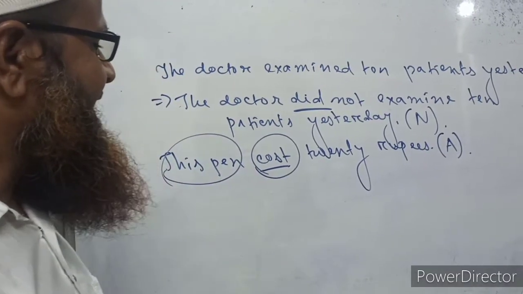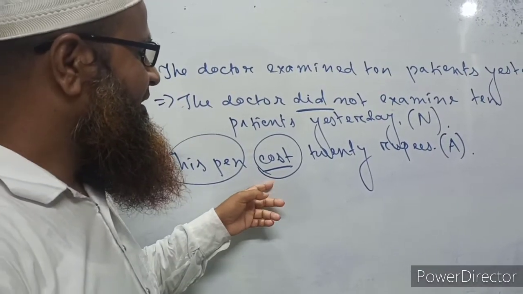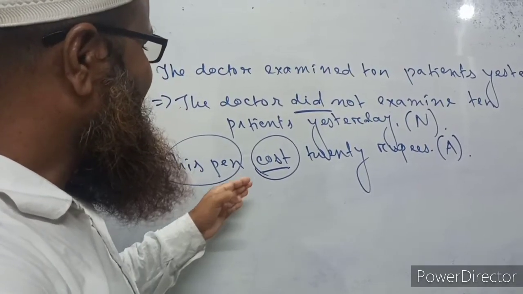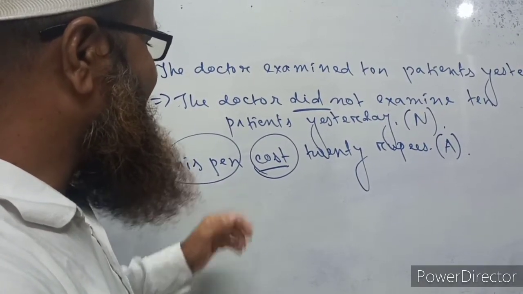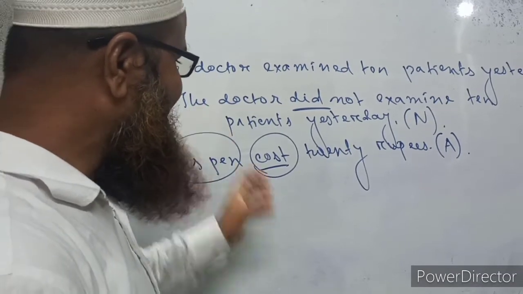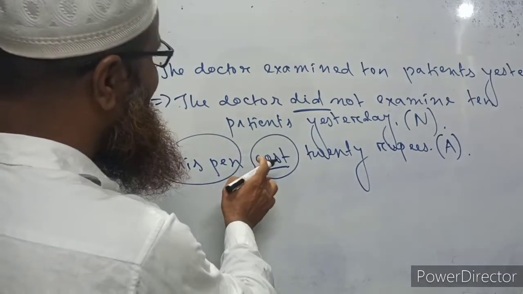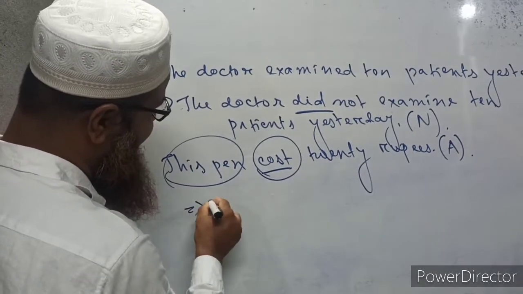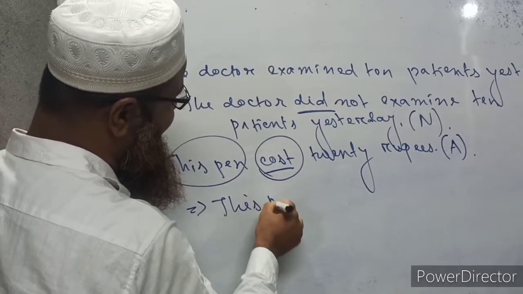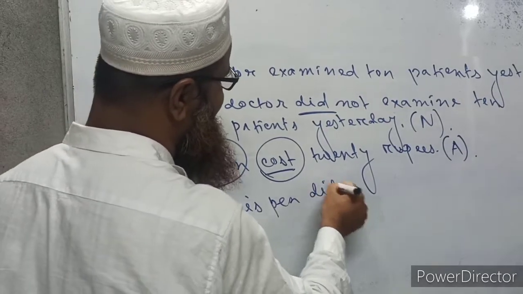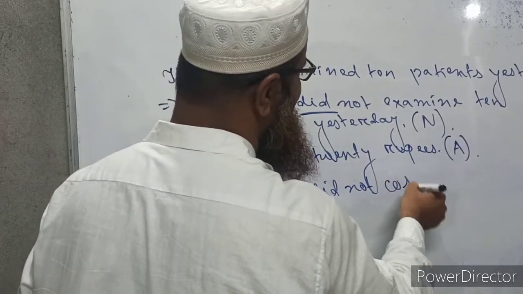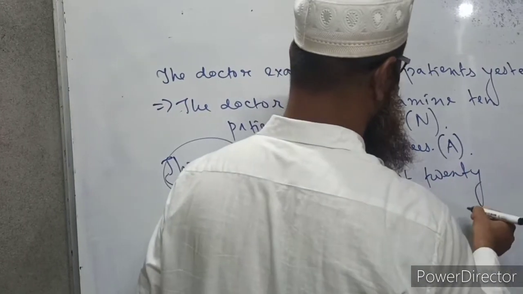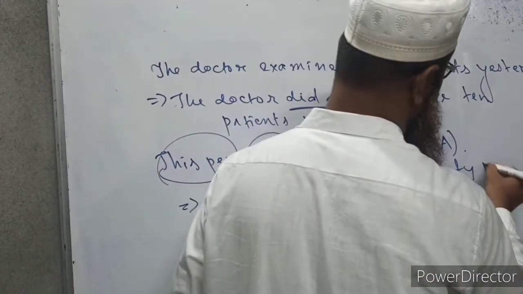Now we see that s is not added here, and that is why we must become confirmed that this cost is in past tense. So we should take the help of did to make it negative. This pen did not cost 20 rupees. I hope all of you have got my point.